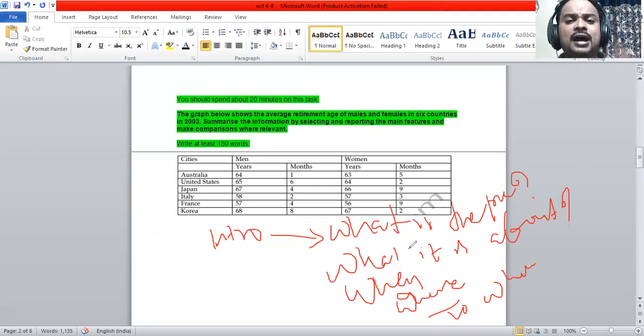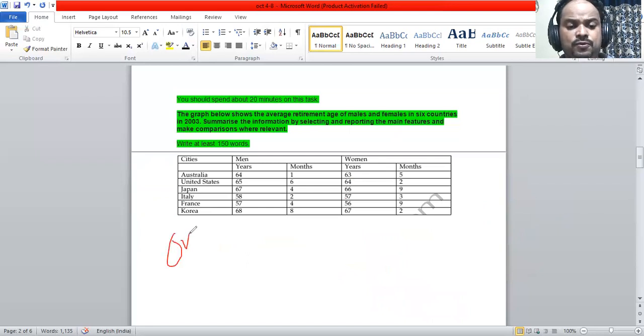It should be concise, brief, and formal, preferably one sentence. The only figure that you can include in this is the year. Other than that, you cannot include figures in the introduction. Okay, now I have to go with the overview.